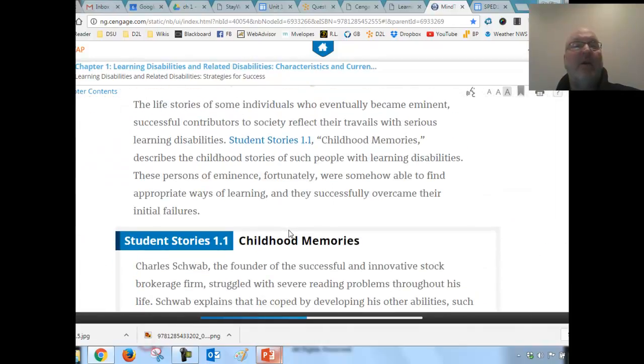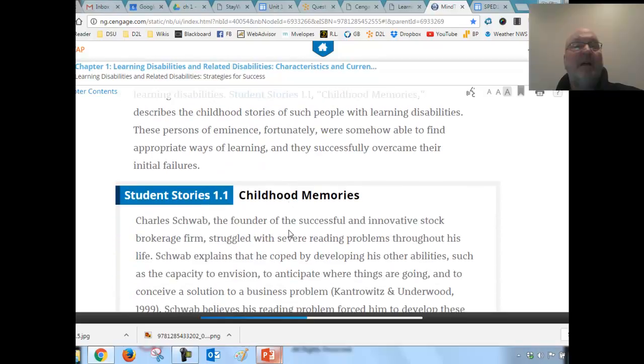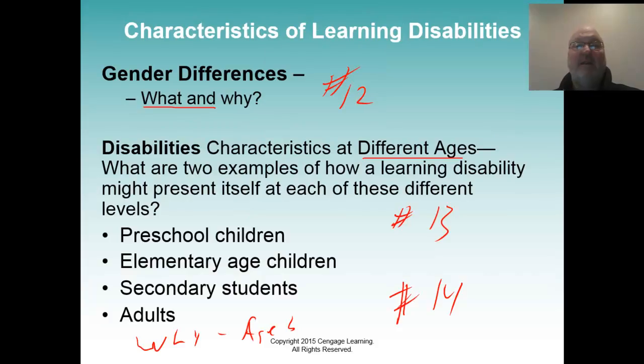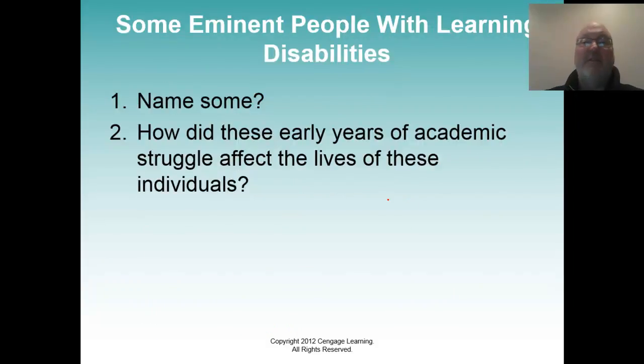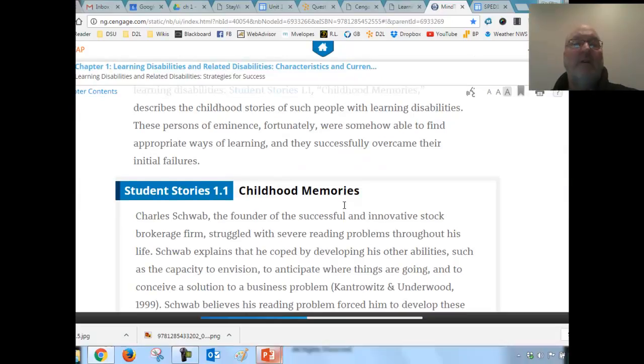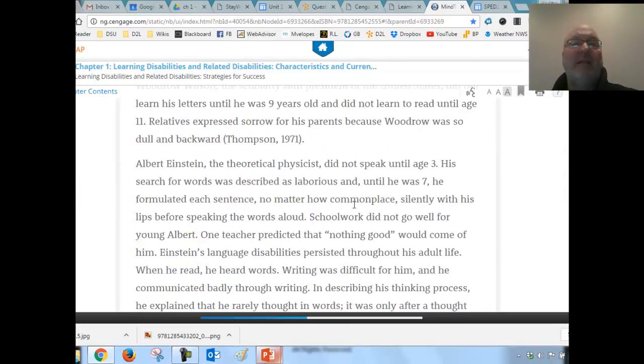And then this is the part on some eminent people that have this. And so I ask you these two things. This is number 15. Answer those two there. Who are some of these people that are known to have learning disabilities, and how did their early years of academic struggle affect their lives? And again, this isn't new to you. You've heard of this also, that kind of thing.